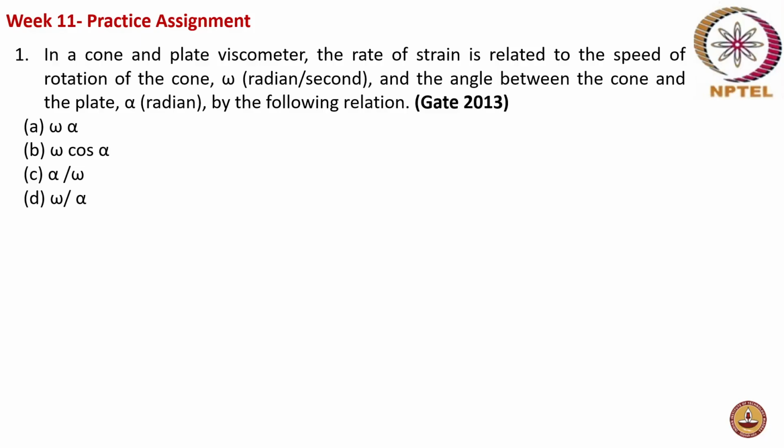So the first question: in a cone and plate viscometer, the rate of strain is related to the speed of rotation of the cone omega, the unit of which is radian per second, and the angle between the cone and the plate alpha, the unit of which is radian, by the following relation. This is a GATE 2013 question. Is it omega into alpha, or omega into cos alpha, or alpha by omega, or omega by alpha? How is the strain rate related to the speed of rotation of the cone and the angle between the cone and the plate?